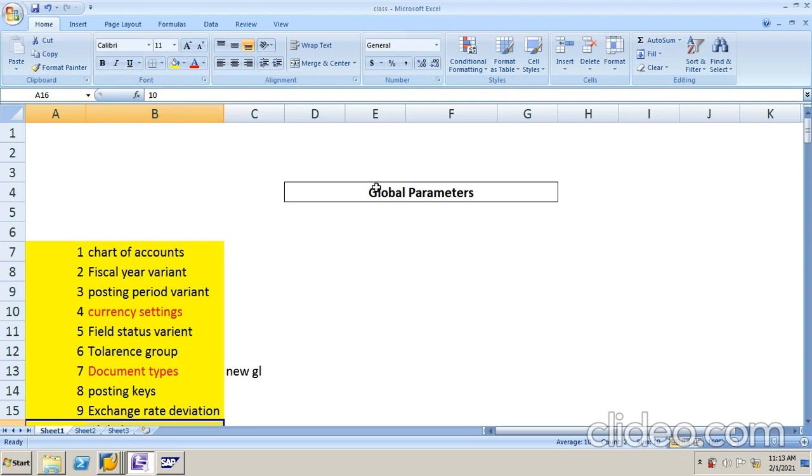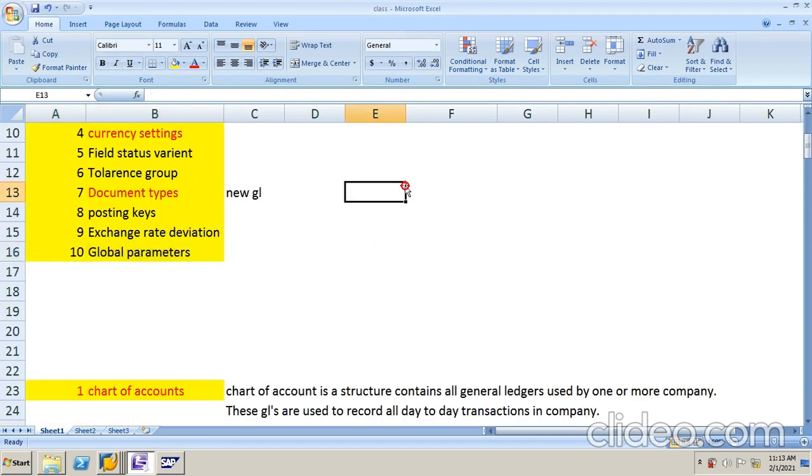In the next class we are going to discuss the new GL concept. These are very important. We have different concepts: parallel accounting, document splitting, document types, and profit center. So we are going to discuss them in the next classes.